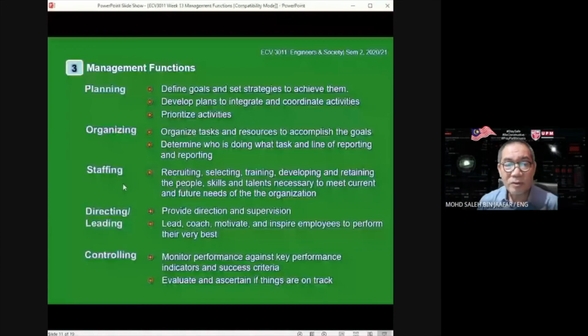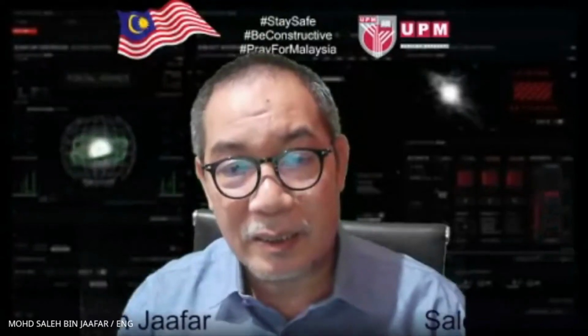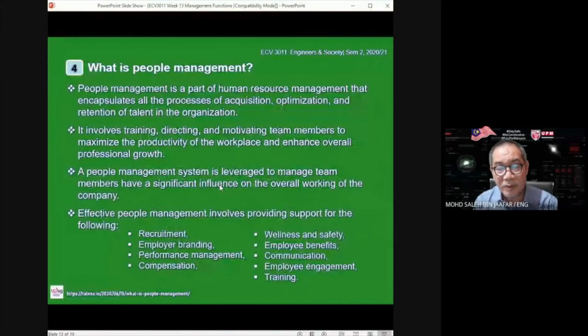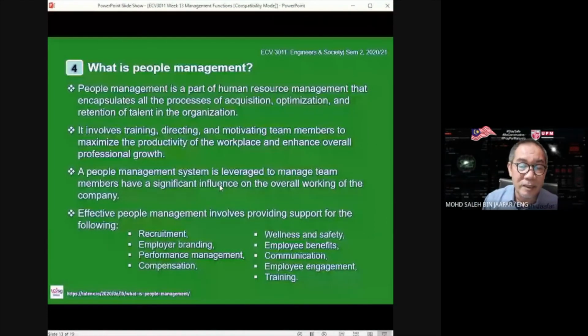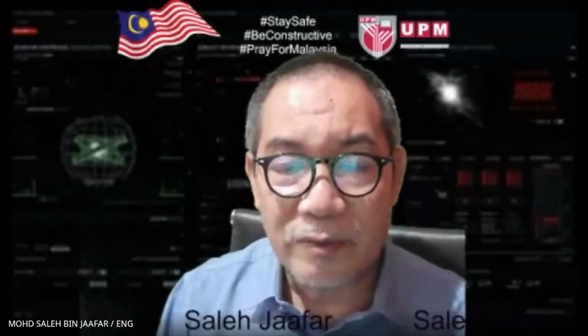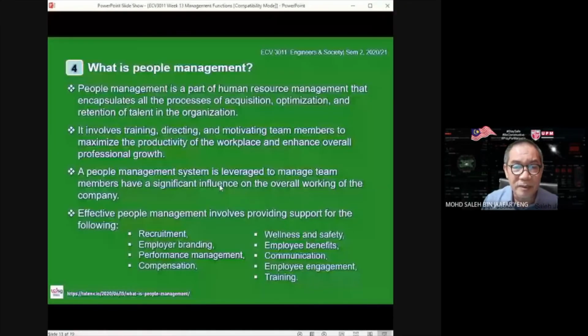And so what is people management? I think it is the component of management that really is related to the people. Yeah. So it's part of human resource management, the process of acquisition and optimizing retention in the organization. It also involves planning for trainings, motivating and directing, giving them what we call CPDs, continuing professional development training and courses and whatnot.